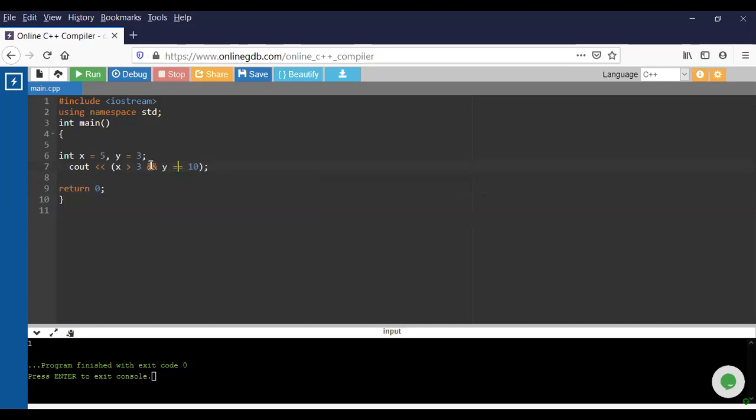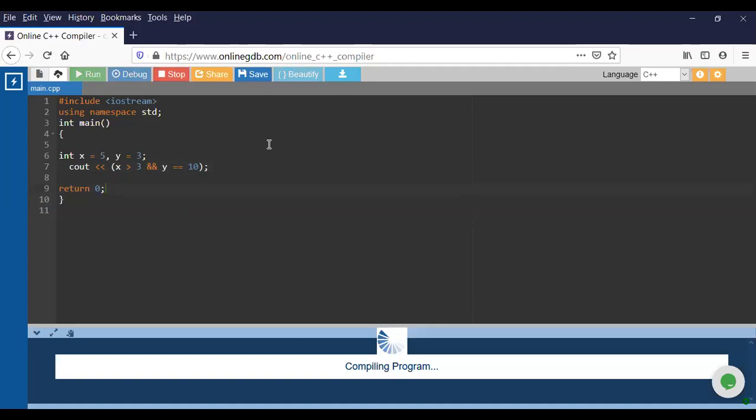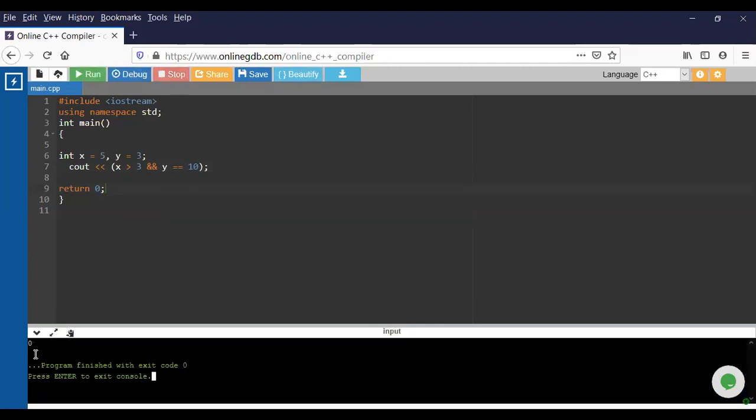So with logical AND, both conditions must be true. But if one is not true, then the answer will be false. So you will get 0 here. Run it here, and see, 0. Okay, so this is the false condition. You can play around and see how the result turns out.